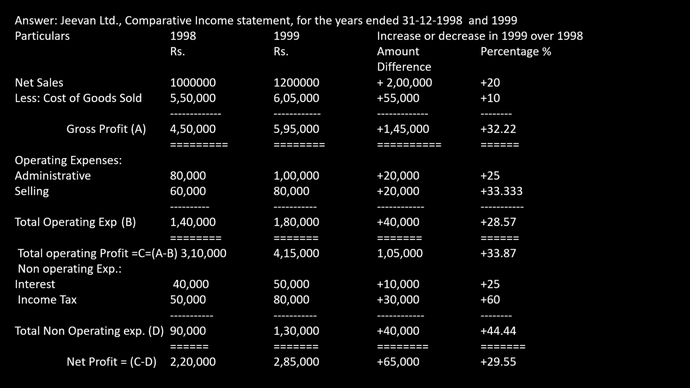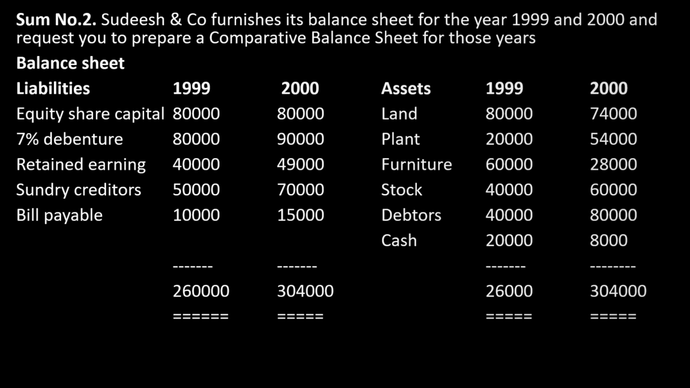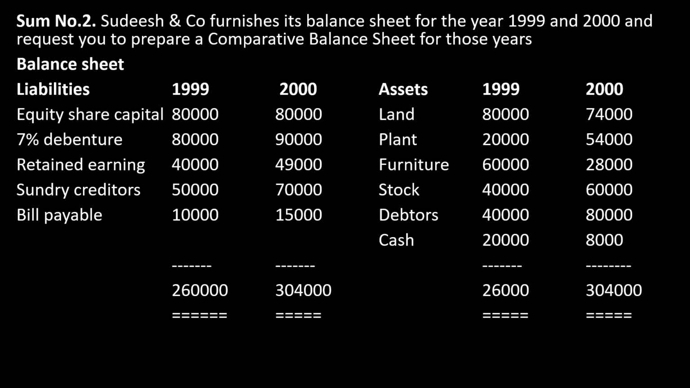What you did so far is the comparative income statement. Now I'm going to do the comparative balance sheet sum. Okay, the next sum, next slide here. Sum number 2, Sudesh and Co. furnishes its balance sheet for the years 1999 and 2000 and requests you to prepare a comparative balance sheet for those years. The balance sheet is given here.